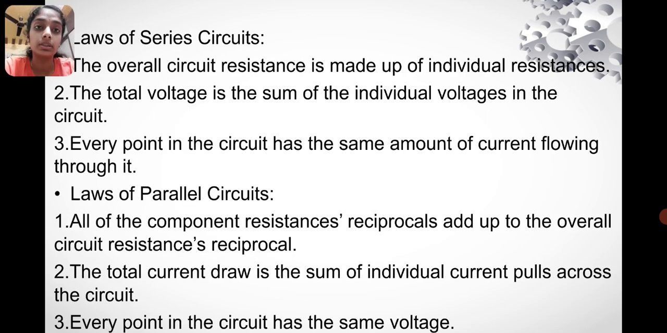Laws of series circuit. The overall circuit resistance is made up of individual resistances. The total voltage is the sum of the individual voltages in the circuit. Every point in the circuit has the same amount of current flowing through it. Laws of parallel circuits. The reciprocals of all the components' resistances add up to the reciprocal of the overall circuit's resistance. The total current drawn is the sum of individual current pulls across the circuit. Every point in the circuit has the same voltage.